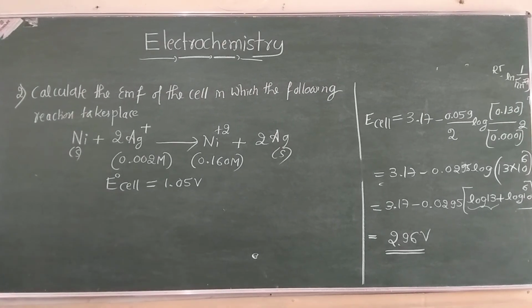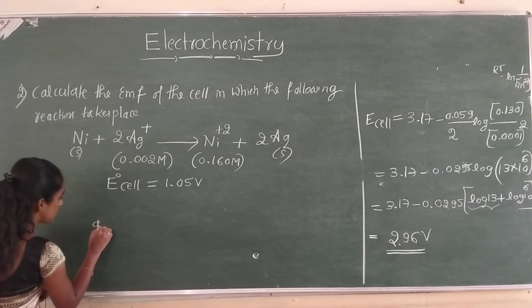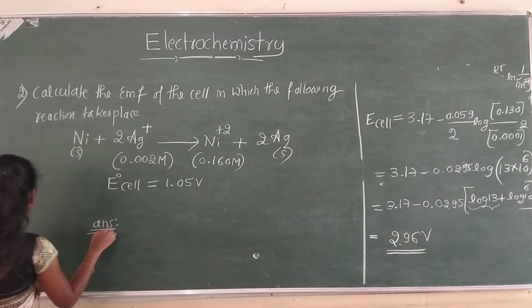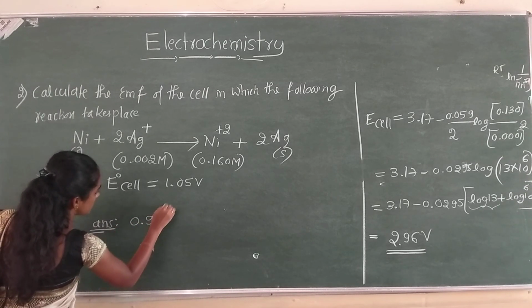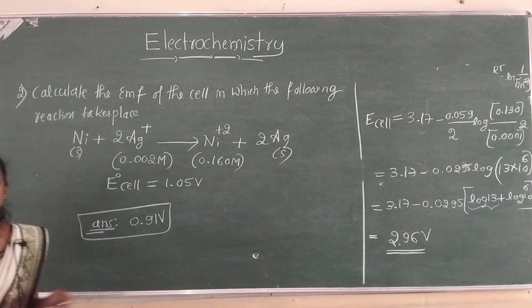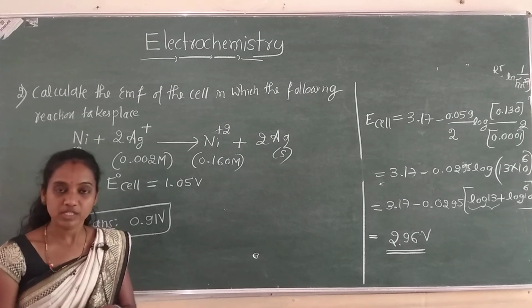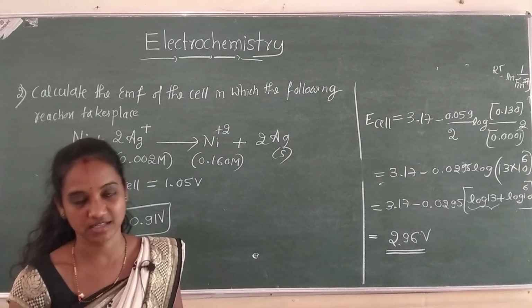So the E naught value is already given. So let us apply the Nernst equation. I think you can solve this problem, so solve it on your own. I'll give the answer for this question. It is 0.91 volt. This is the answer. So, very important: write the Nernst equation first and afterwards substitute the values. So next we shall discuss in the next class. Thank you.